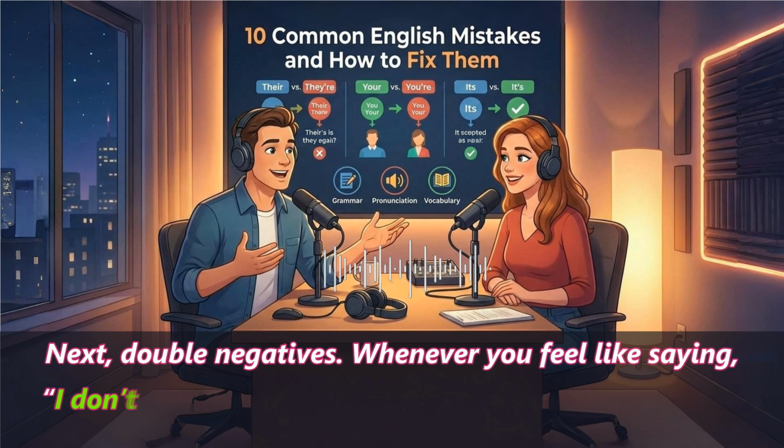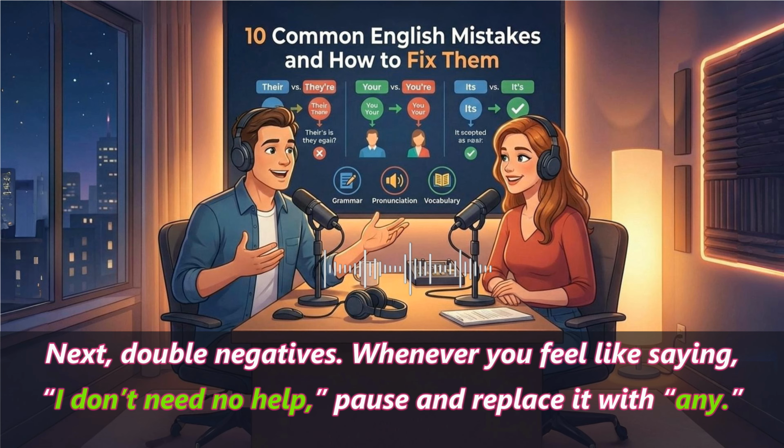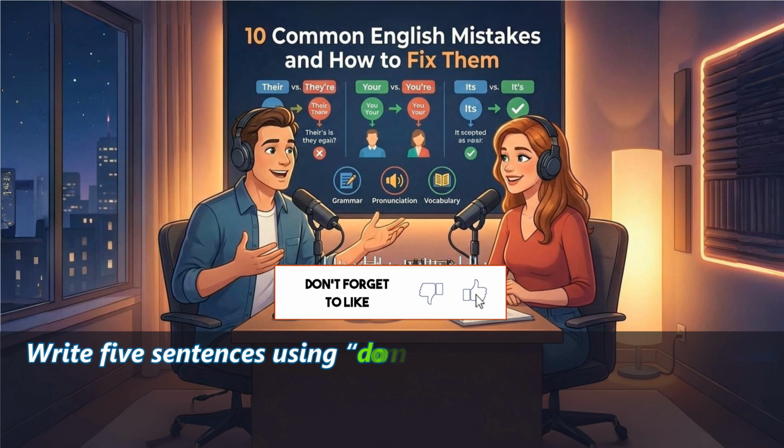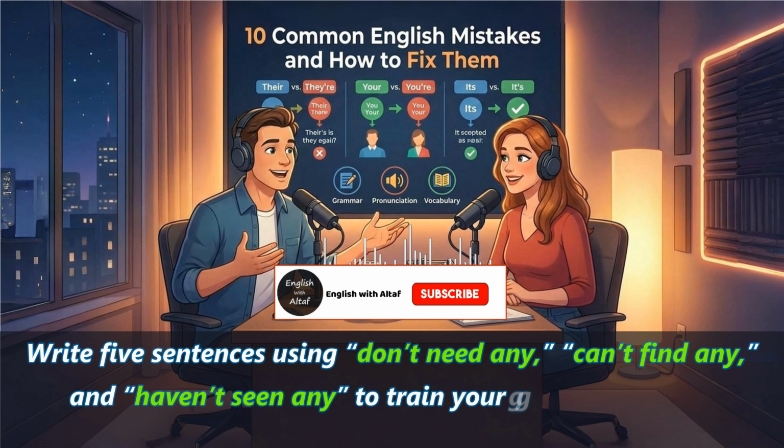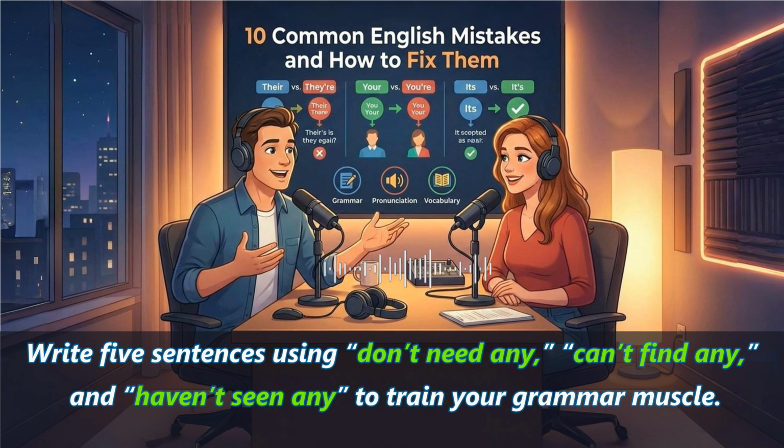Next, double negatives. Whenever you feel like saying, I don't need no help, pause and replace it with any. Write 5 sentences using don't need any, can't find any, and haven't seen any to train your grammar muscle.